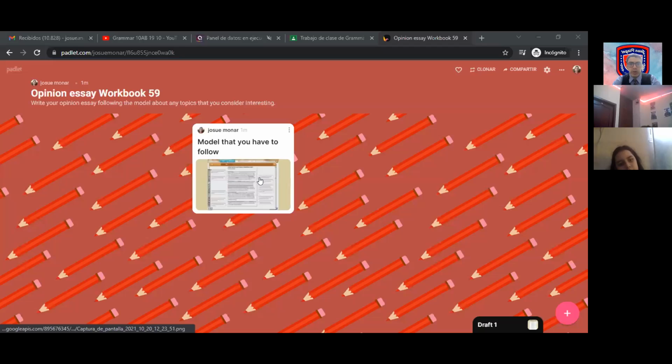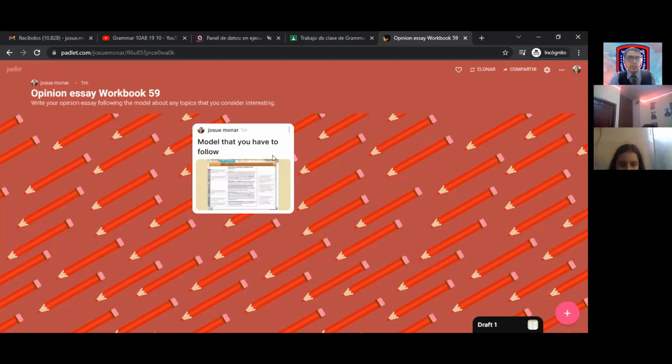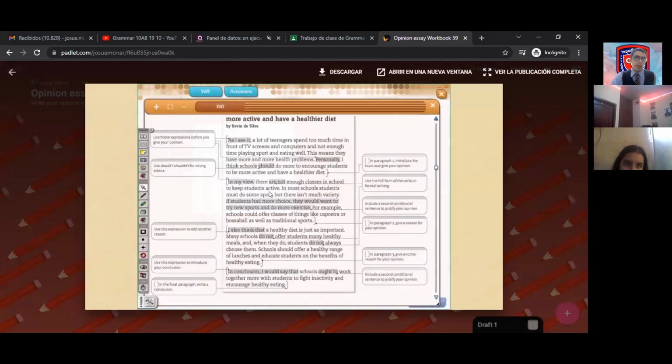Okay, and this is a model that you have to follow, as you can see right here. Okay, it's already uploaded as the first item here in the Essay Workbook 59. This is the model that you have to follow. You have to write, of course, around 4 paragraphs. And as you can see, paragraph number 1 is your opinion. And then you support your opinions in 2 and 3. And then you close with a conclusion in which you can give a recommendation, some solution, or your final opinion in the last one.